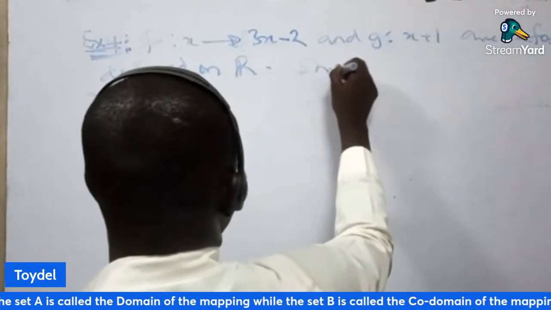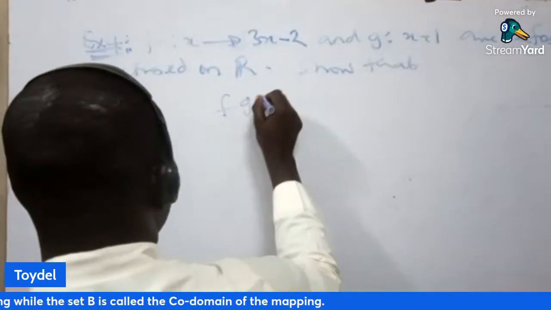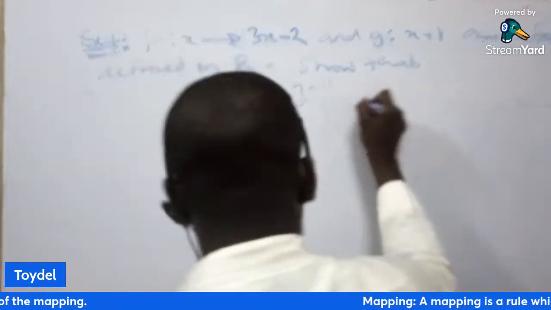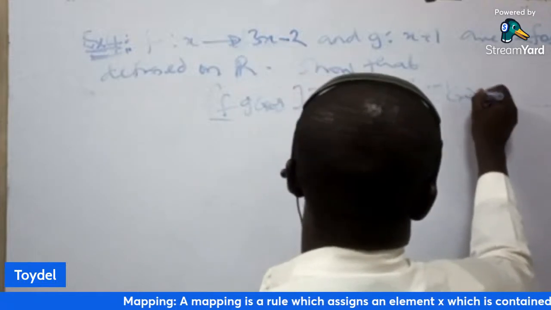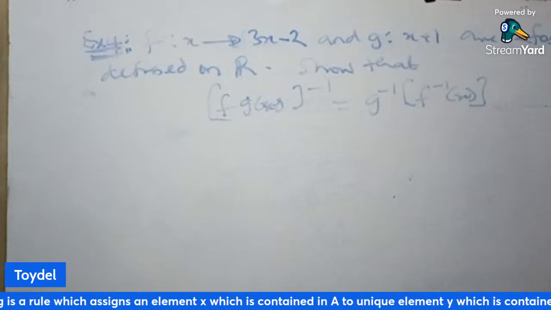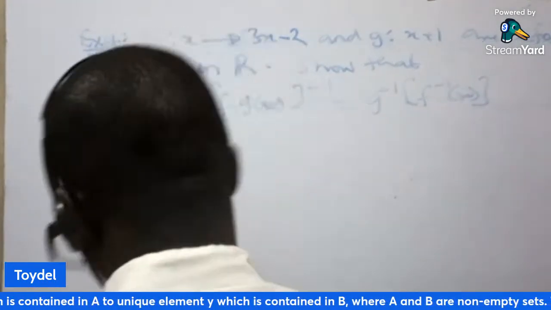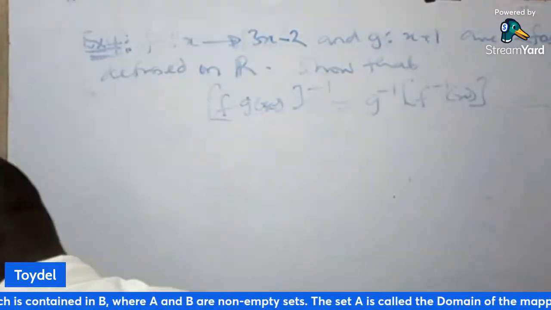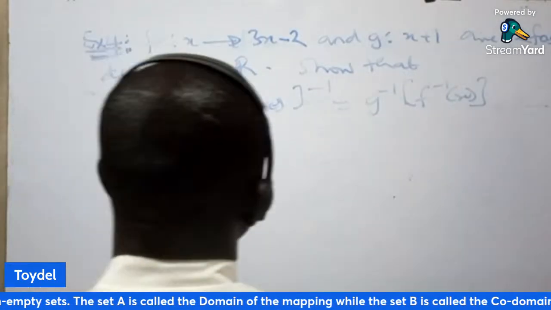The question now says show that fg of x all inverse is equal to g inverse into bracket f inverse of x. That's what we want to show. We want to show the inverse of that composite mapping. So what do we do here? What are we expected to get here? We go over this briefly, then we can close the class.